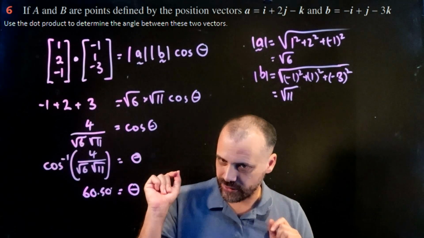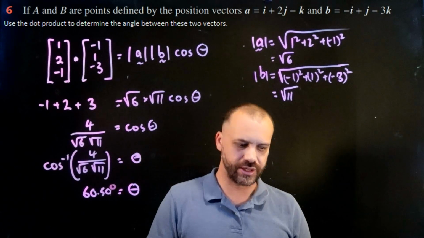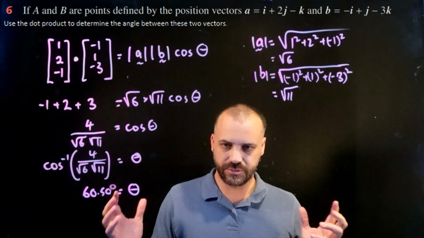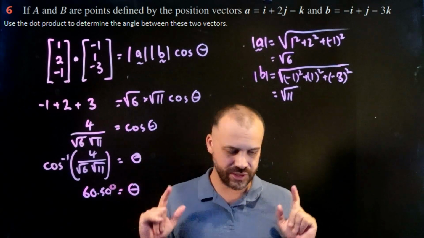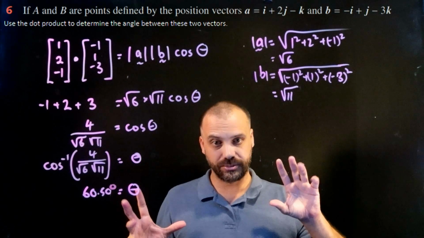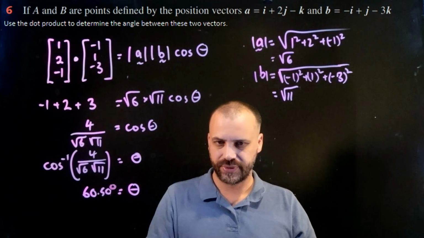And we get an answer of 60.5 degrees. Done just like in 2 dimensions, only in 2 dimensions you could kind of come up with a way to do it that didn't involve this. In 3 dimensions, if you're not using the dot product, man, your life is going to be so much harder. That's it.